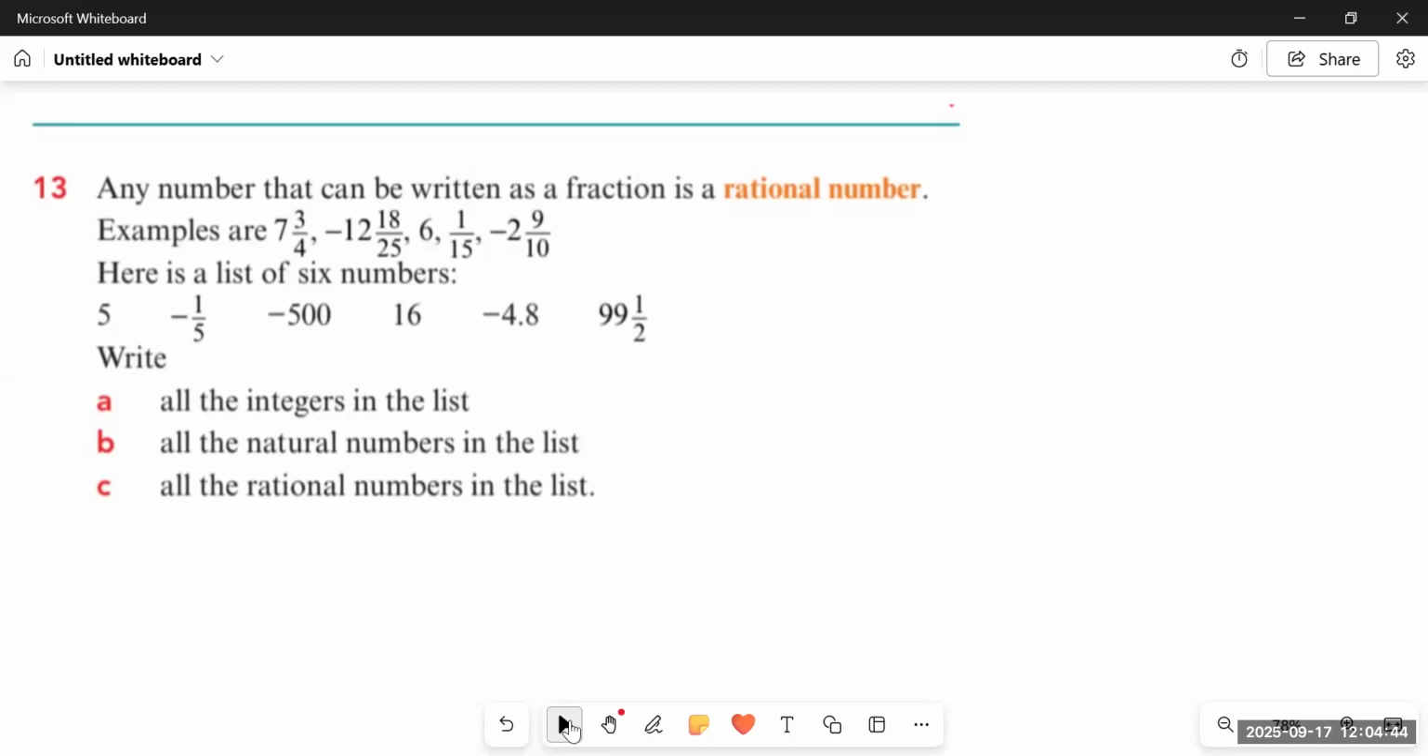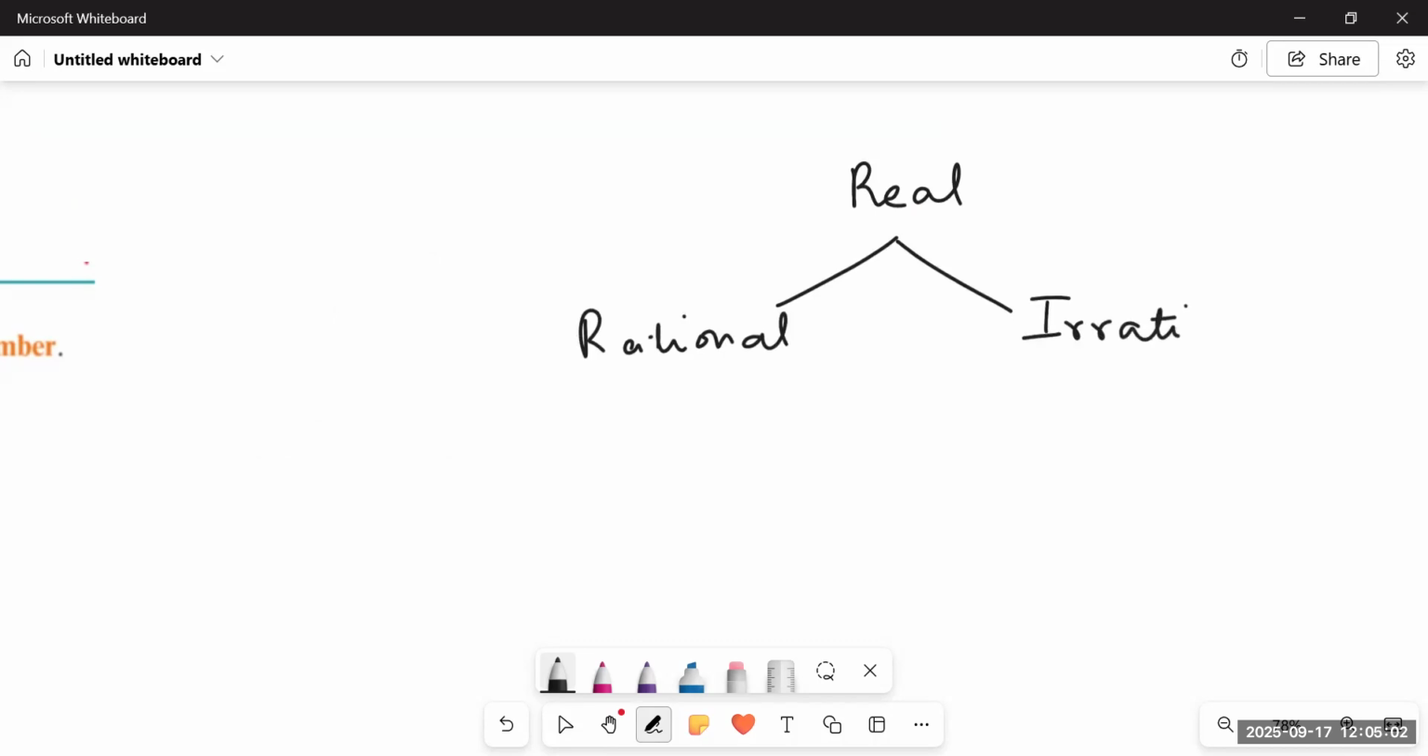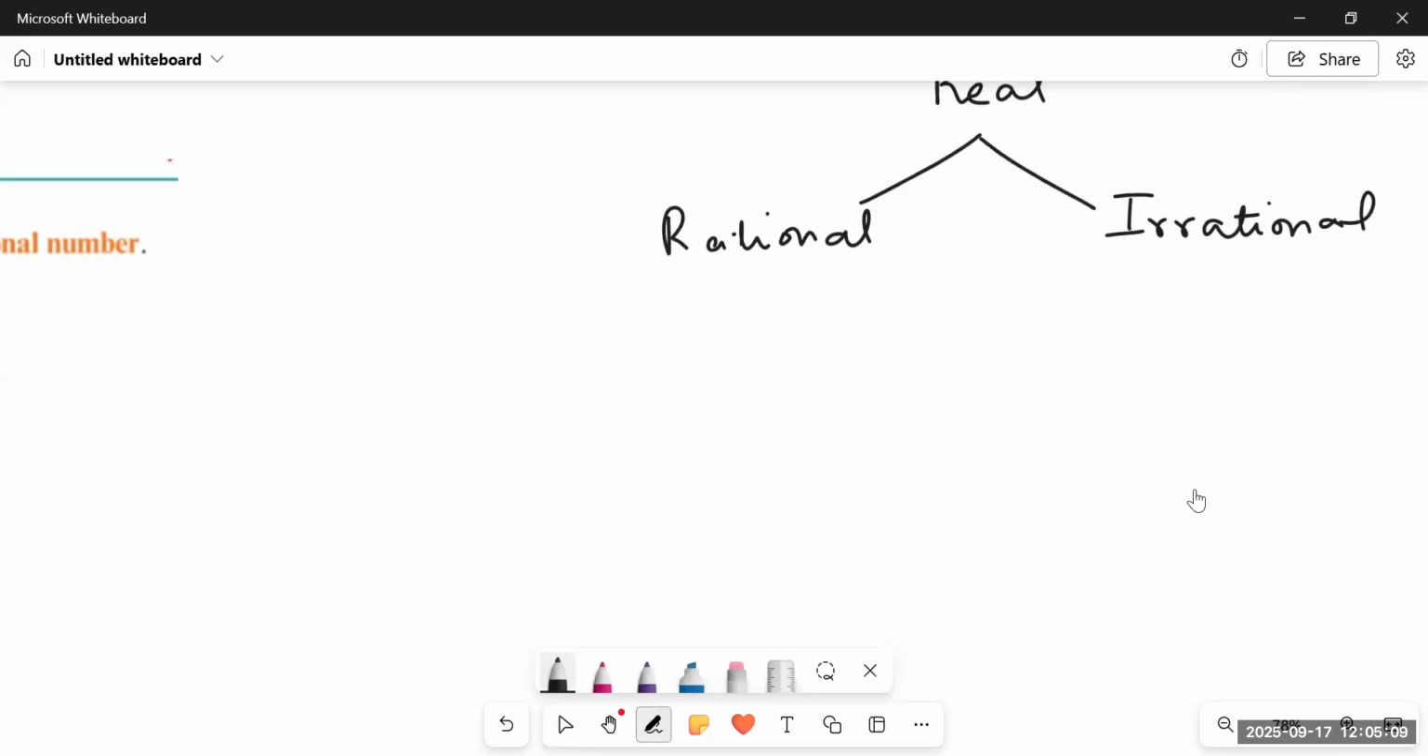Now we have to learn a completely new concept of rational numbers. So basically, students, we have real numbers and non-real numbers. Real numbers include all the rational numbers and irrational numbers. So let's learn what rational numbers and irrational numbers are. Rational numbers are basically the numbers that can be expressed as a fraction a upon b, where b is not equal to 0.